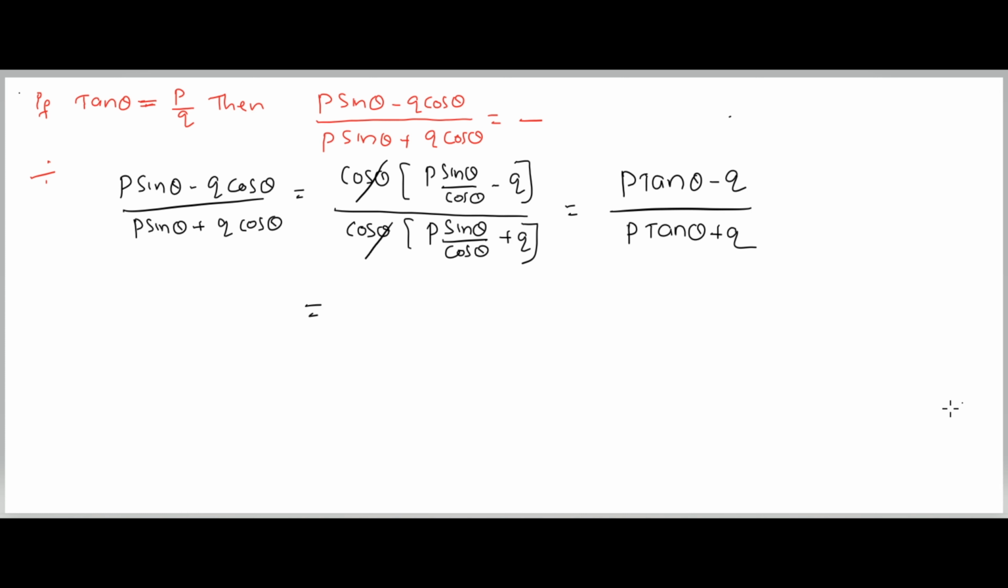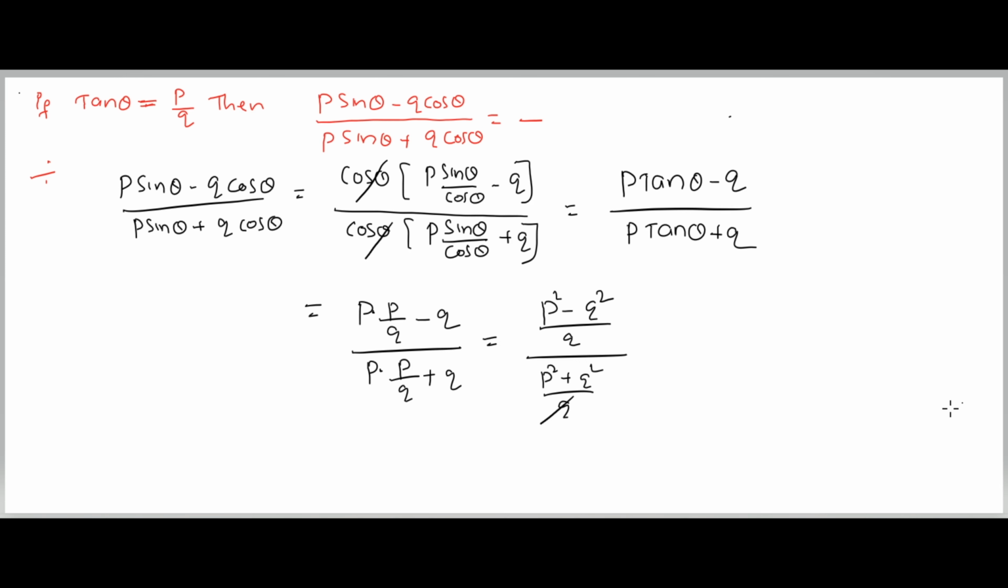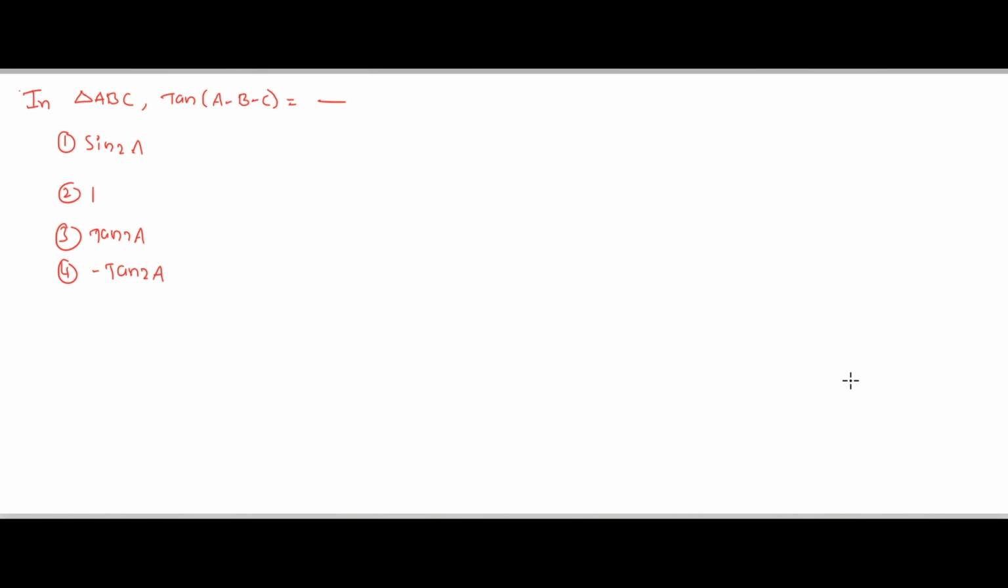That is, P into tan theta value, which is P by Q, minus Q by P into tan theta value, which is given as P by Q, plus Q. Take LCM, P square minus Q square by Q, by P square plus Q square by Q. Q cancels. That is equal to P square minus Q square by P square plus Q square. This is the answer.